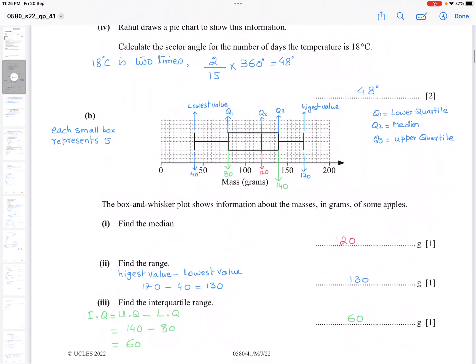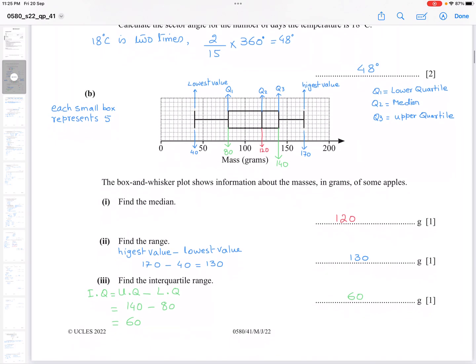Find the range. Range is always the lowest value subtracted from the highest value. So the highest value is 170 minus the lowest value 40. So 170 minus 40 is 130. Find the interquartile range. Interquartile range is upper quartile minus lower quartile. So upper quartile is 140 and lower quartile is 80. So 140 minus 80, that is 60.